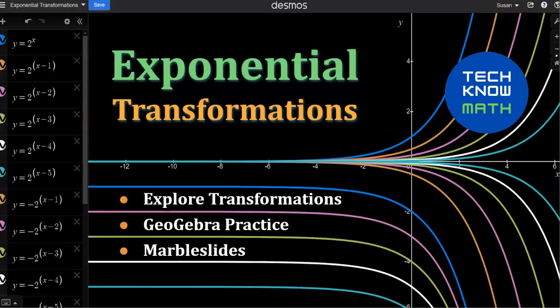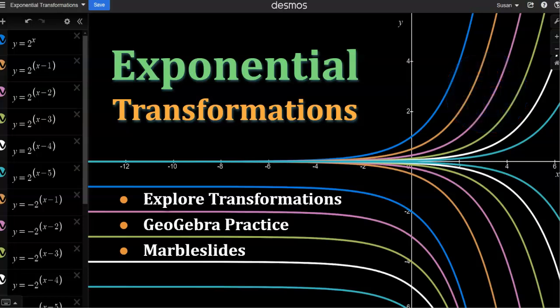This is Algebra 1, Term 3, Lesson 9, Exponential Transformations. We'll begin in slides, then we'll move to a GeoGebra practice activity, and finally we'll go to Desmos Classroom to enjoy some marble slides. So let's start with our slides.